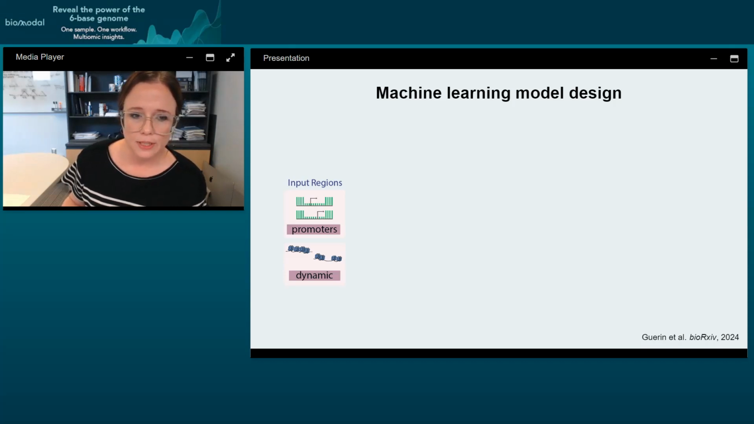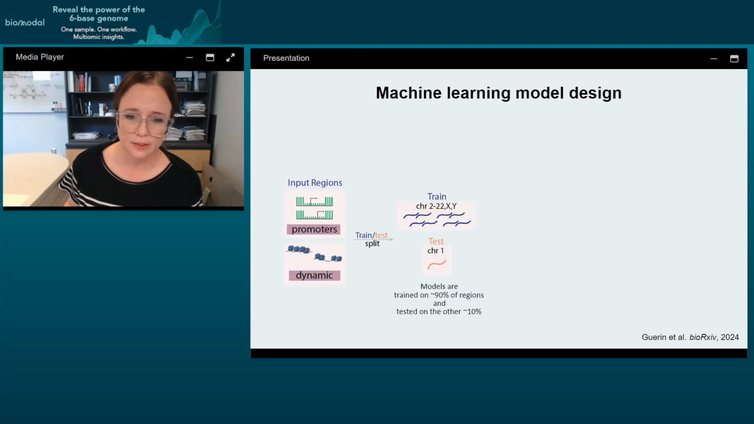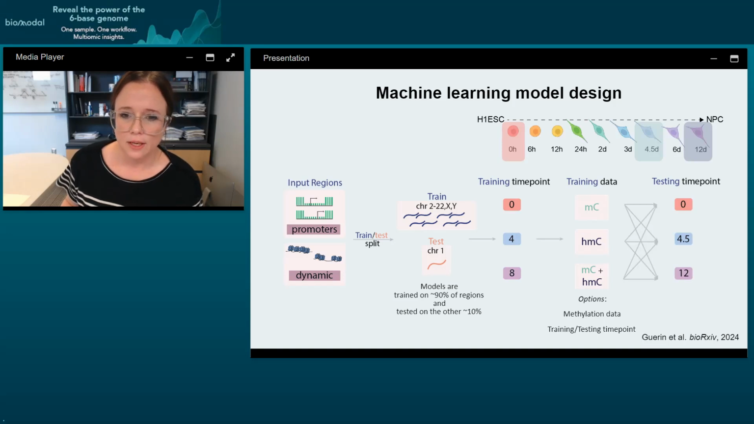As our input, I showed you what the data was from promoters, but we also used our dynamic regions that we defined by their accessibility dynamics as input into the model. And we trained the model using data from all regions on all chromosomes, holding out chromosome 1 for our testing. So the models were trained on 90% of all regions and tested on the other 10%, using chromosome 1 as our test set. And then we had 3 different time points: 0, 4, and 8 days.